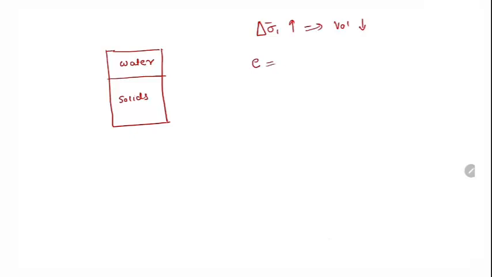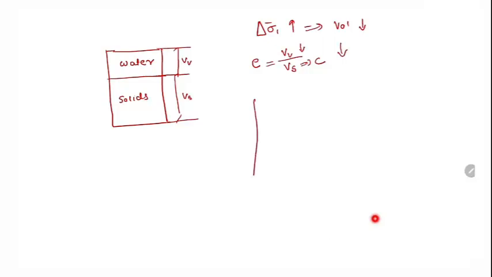Now we know the formula for void ratio. It is the volume of voids to the volume of solids. Suppose this height represents the volume of voids and this height represents the volume of solids. As the water escapes, the volume of voids decreases whereas the volume of solids remains constant. So eventually the value of e decreases.